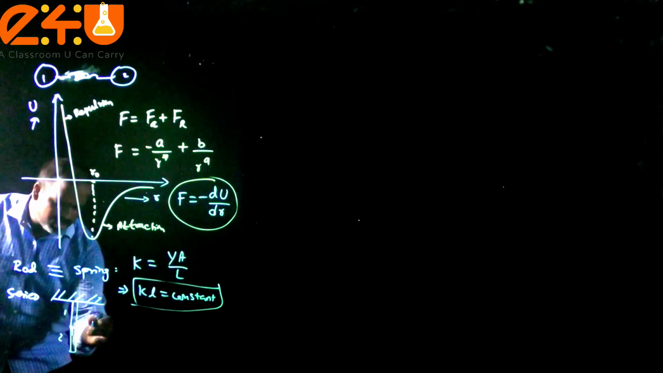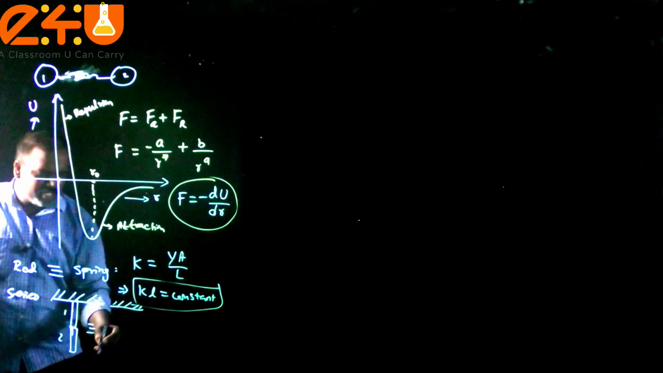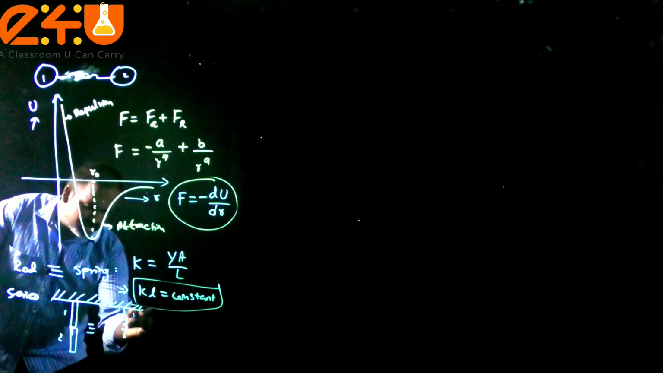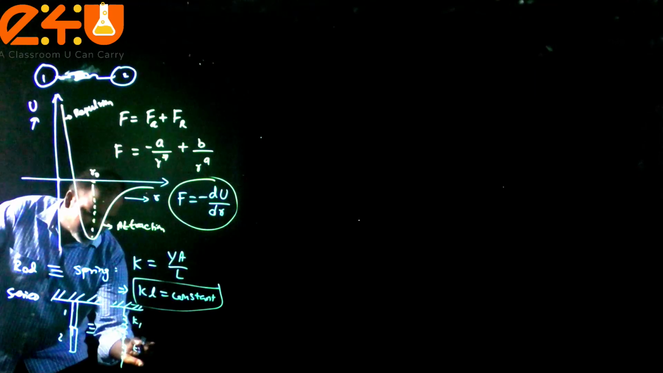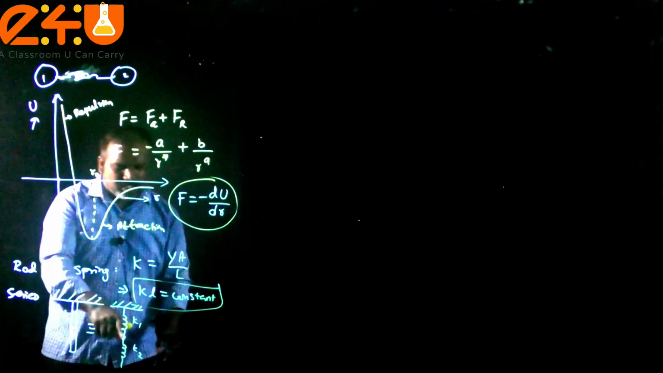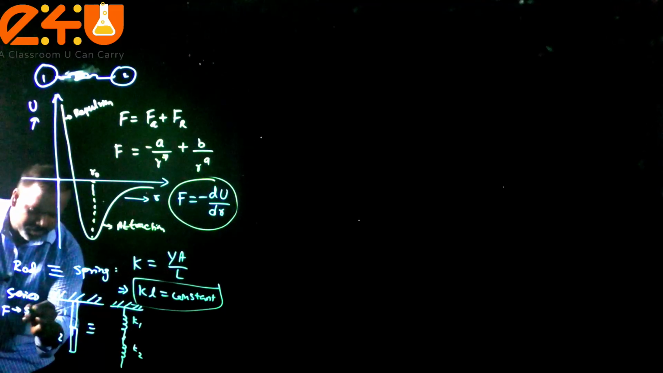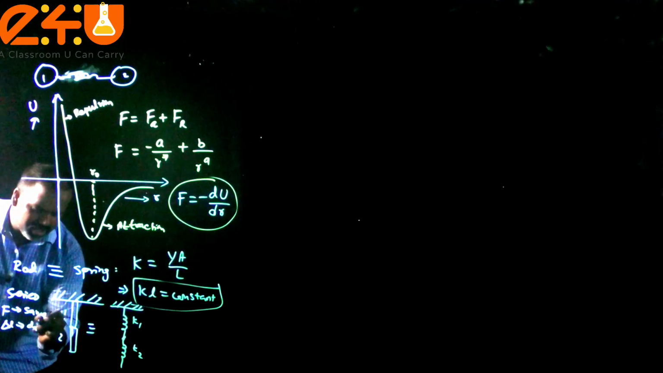Therefore, this is 1 and 2. This can be easily understood with the spring analogy. Now you see that this is the first wire of spring constant K1, and this is another wire of spring constant K2. Therefore, in series combination, F is the same, but the extension delta L will be different.